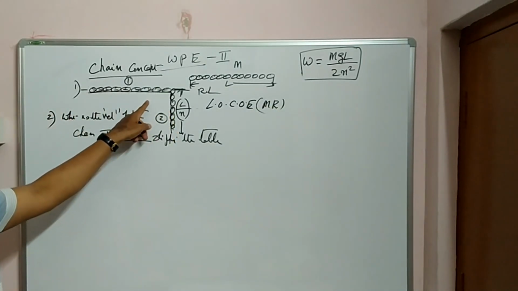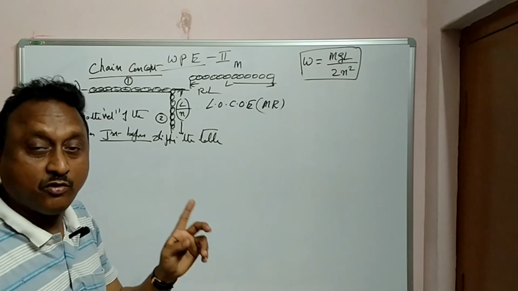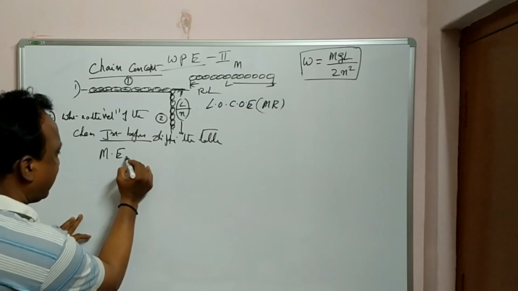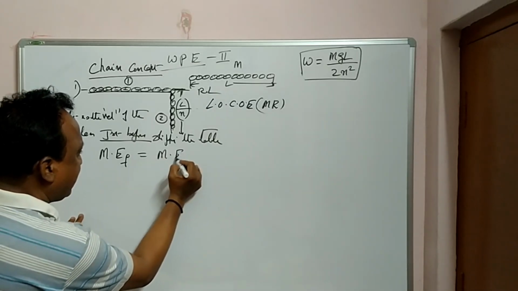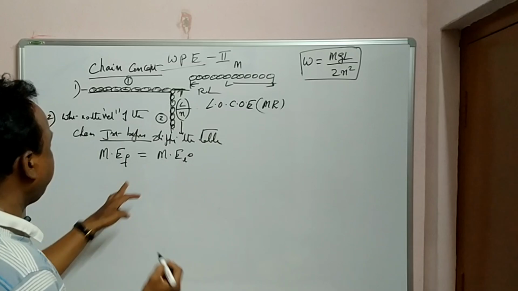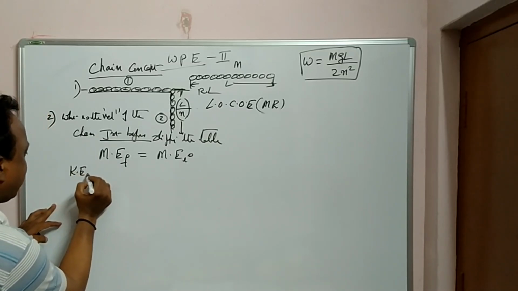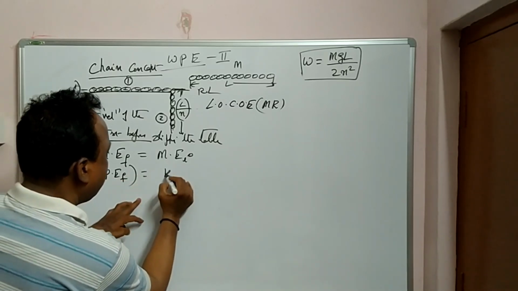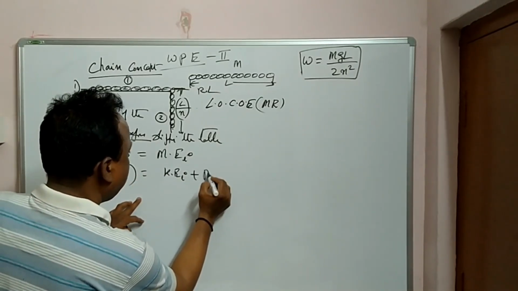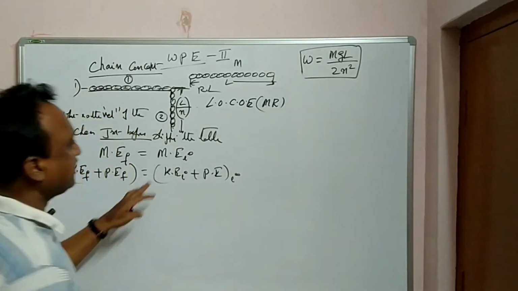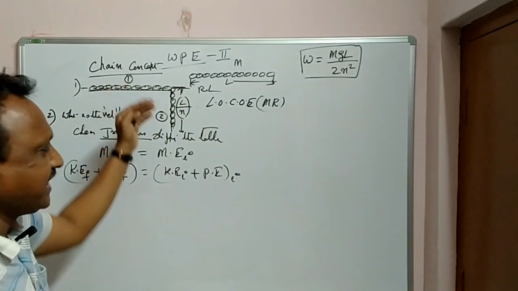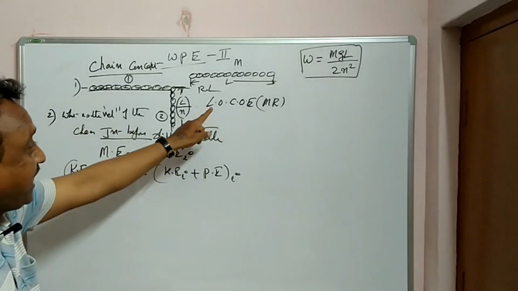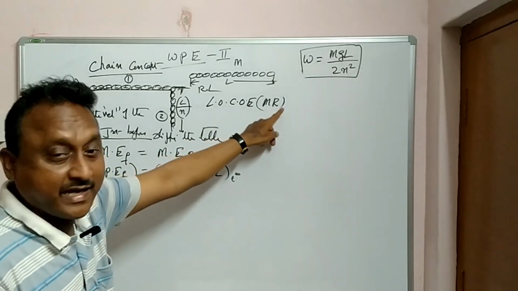In this case, what you have to do is, the mechanical energy before is equal to the mechanical energy after. Mechanical energy final is equal to mechanical energy initial. Now what is mechanical energy final? Kinetic energy final plus potential energy final is equal to kinetic energy initial plus potential energy initial. Same concept you are applying here. When the chain is just slipping down the table, he is asking you what is the velocity. In such cases we have to apply the law of conservation of energy, that is, mechanical energy is constant.